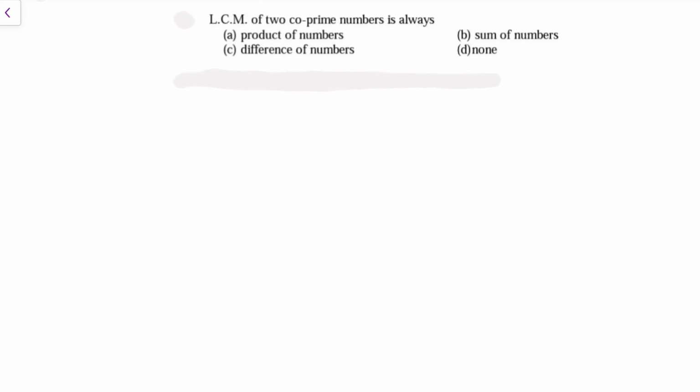Next, LCM of two co-prime numbers. You need to remember that it is the product. Co-prime numbers means two numbers which have only 1 as the common factor. No other number is a common factor. Those numbers are nothing but co-primes. So the LCM of two co-prime numbers is always the product of the numbers.